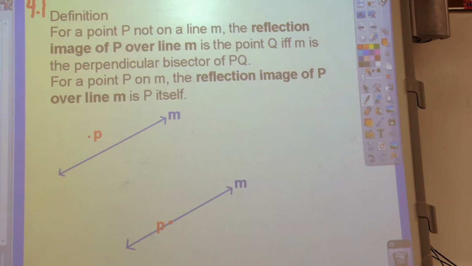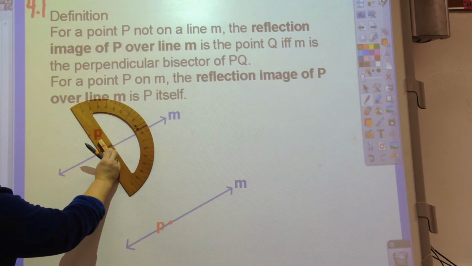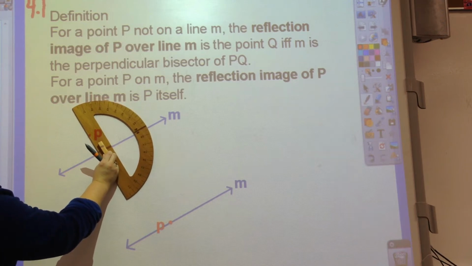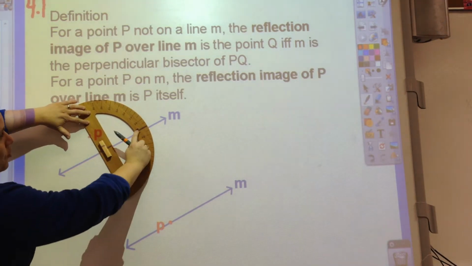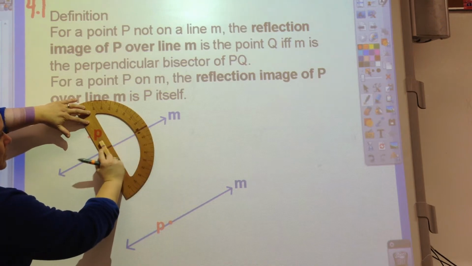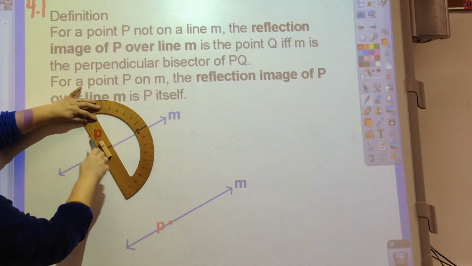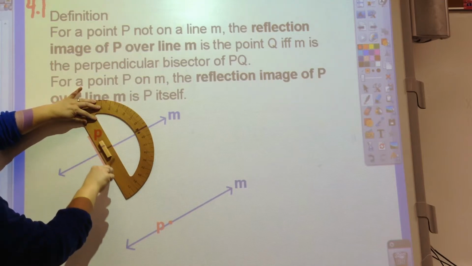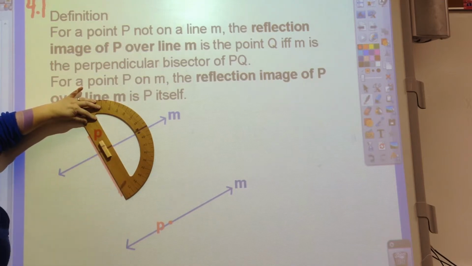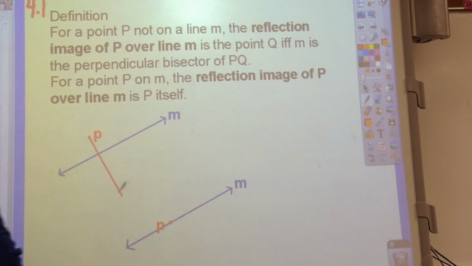Today we're going to start with reflecting a point over a line and reflecting a point on a line. For a point P that's not on my line, the reflection is going to happen over the line. What I'm going to do is measure with my protractor. I'm going to stick both my 90-degree dash mark and my center dash mark on the line, and then draw a line that goes through P, through the line. Does everybody see that?